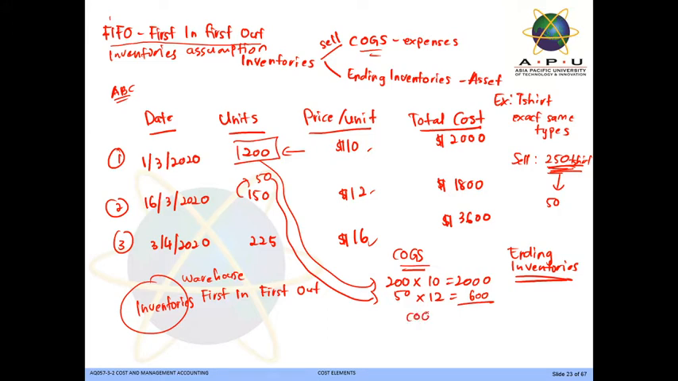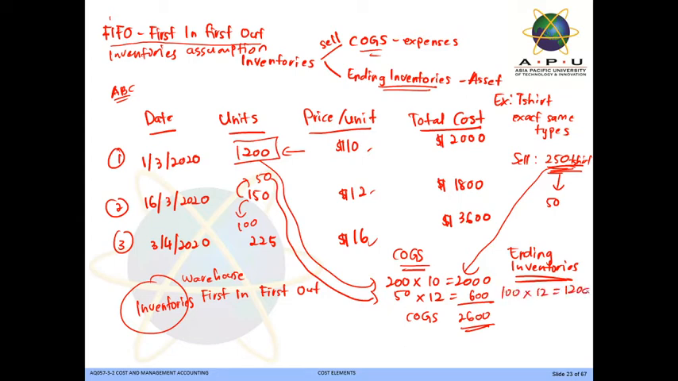So cost of goods sold for 250 t-shirts will be 2600. Okay, we only managed to sell 250, but we still have the remaining unsold inventory, which we treat as ending inventory, still an asset to the company. We already took out 50 from here, so we will be left with 100. This 100 is considered our ending inventory.